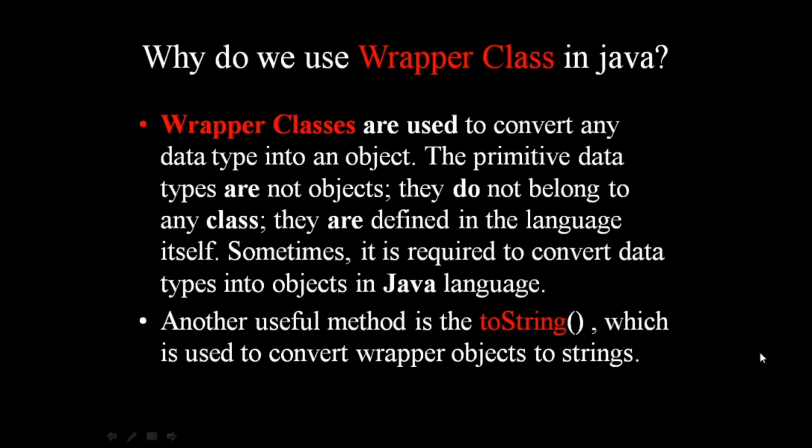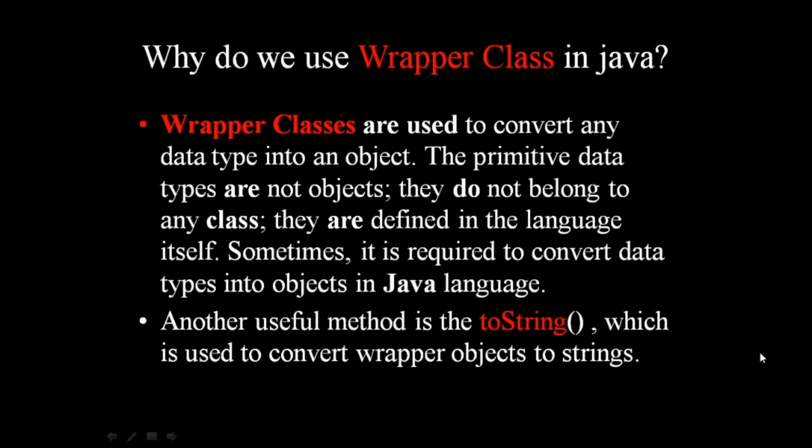The wrapper classes are used to convert any data type into an object. The primitive data types are not objects in Java. They do not belong to any class. Rather, they are defined in the language itself. But sometimes it is required to convert the data types into objects in the Java language. And so for that we make use of wrapper classes in Java.